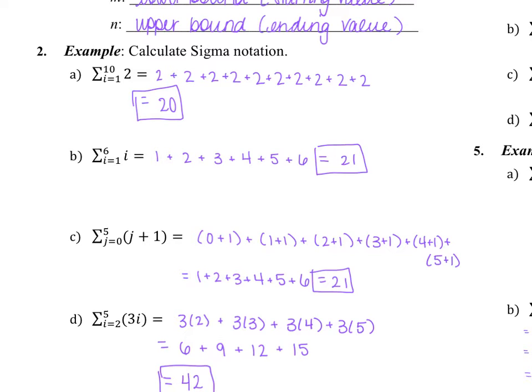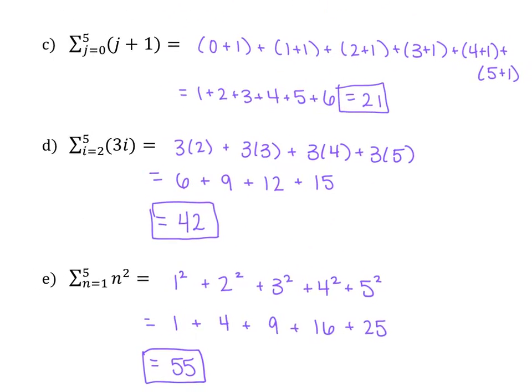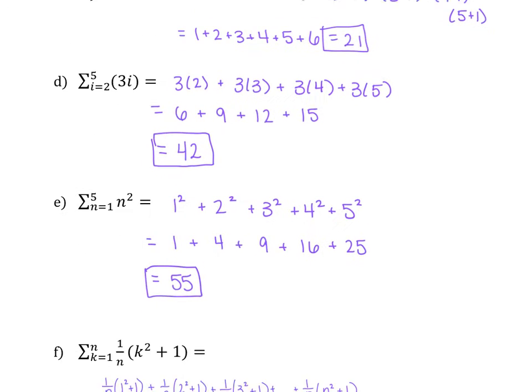Let's look at a couple more together. So if we go down, I'm going to go down to D. You can see now I have 3i. As I'm plugging in values, you can see that you're starting at 2, and you're going to plug in values until you get to 5. So starting at 2, ending at 5. So we have 3 times 2, 3 times 3, 3 times 4, 3 times 5: 6, 9, 12, 15. Add them up, and that's your summation. Same idea for E. We're plugging in starting at 1, ending at 5.